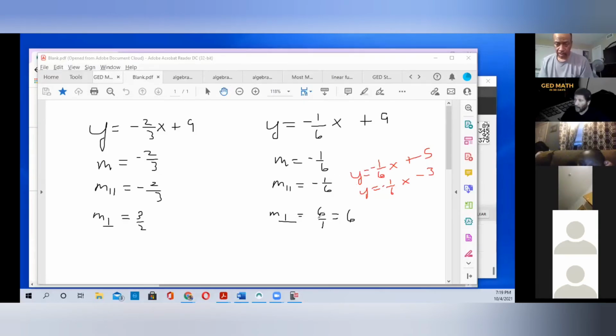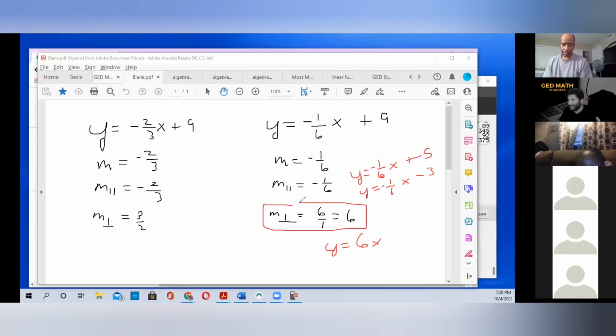Now, an equation that's perpendicular: y equals 6x. We don't know the y-intercept because we don't know what point, but we know it's going to start with y equals 6x. Why? Because the slope is 6. And remember, y equals mx plus b. All we're doing is taking this 6 and putting it right there. And usually it's only one equation that's going to start like that. Everybody understand that?